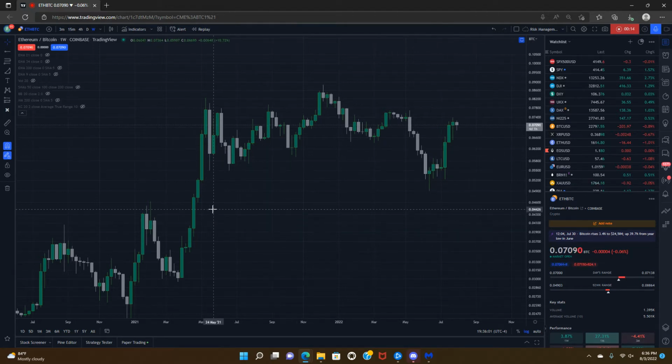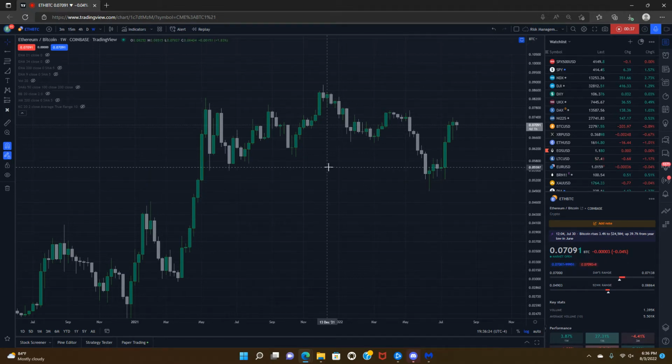And I think the most important chart for Ethereum is not the Ethereum USD chart, but the Ethereum Bitcoin chart. I think it's absolutely critical, one of the most important charts in crypto. A lot of people look at the Bitcoin dominance chart to gauge the strength of altcoins, but I think really you want to be looking at the Ethereum Bitcoin chart.